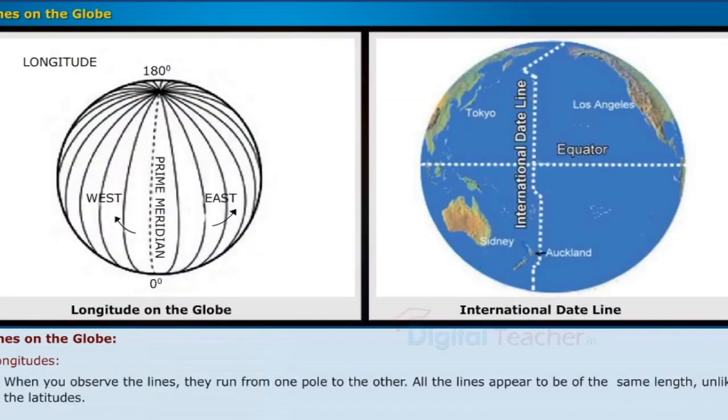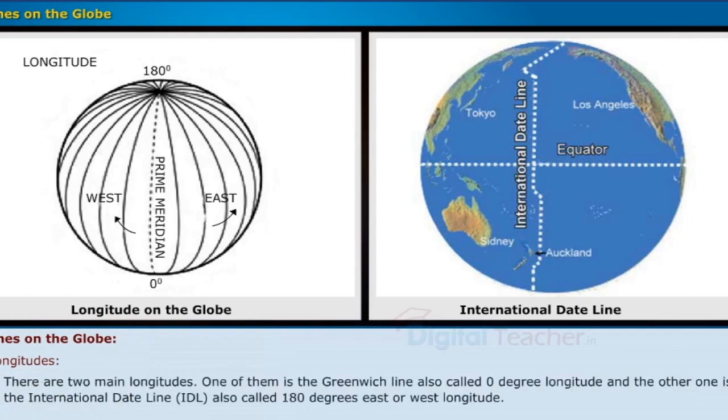When you observe the lines, they run from one pole to the other. All the lines appear to be of the same length, unlike the latitudes. There are two main longitudes. One of them is the Greenwich line, also called 0-degree longitude, and the other one is the International Dateline, IDL, also called 180 degrees east or west longitude.